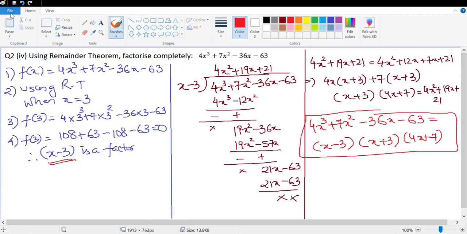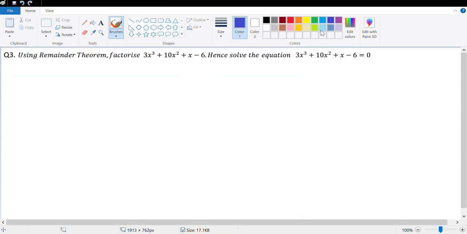Good, that brings me to the next question, question number 3. It says, using remainder theorem, factorize the given expression, hence solve the equation. So first we have to factorize and then solve, which means we need to find the values of x.